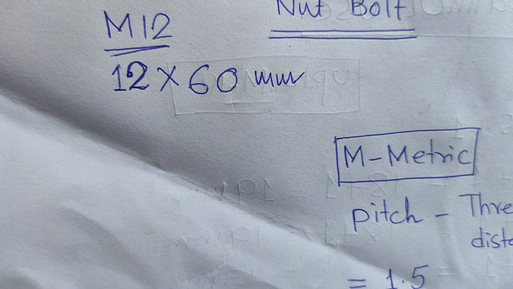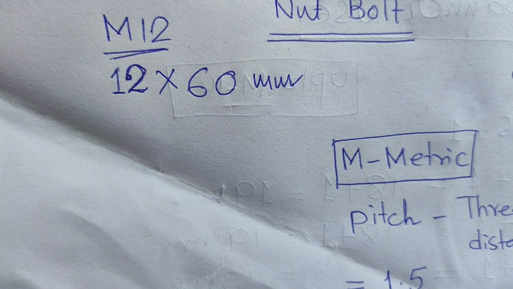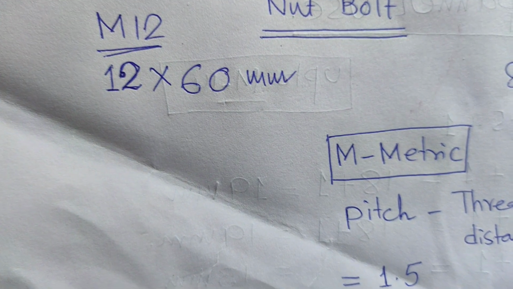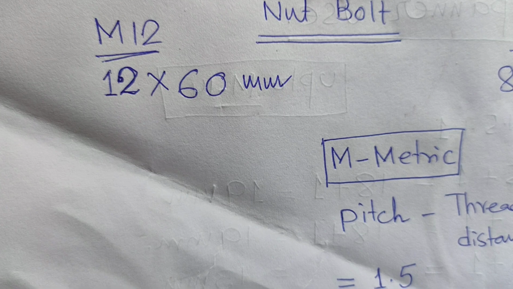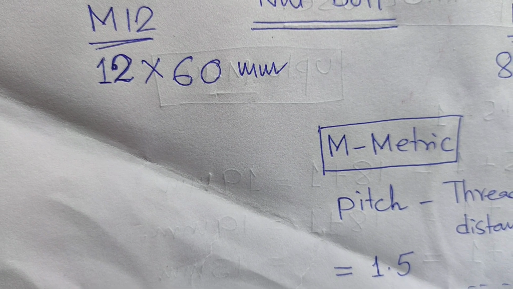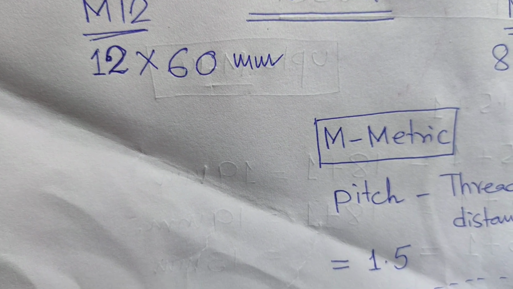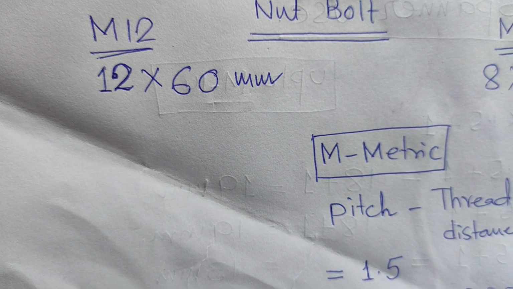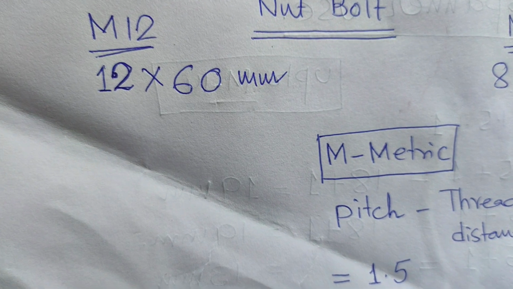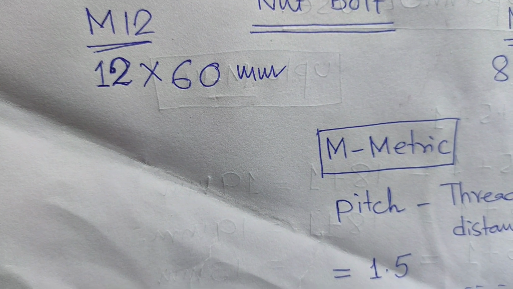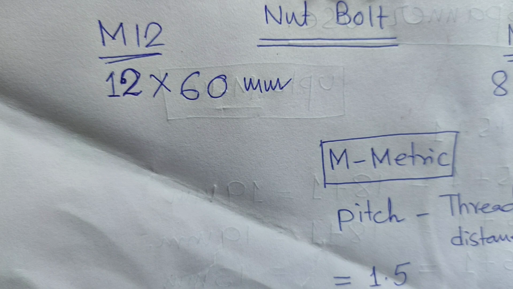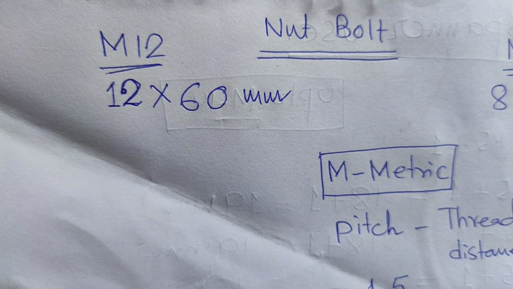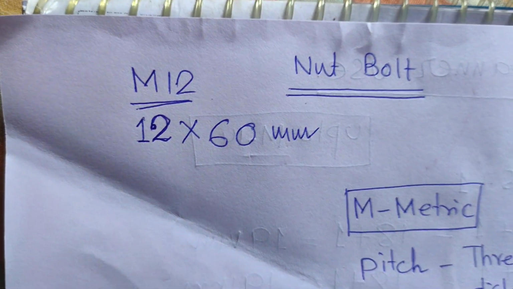So what is the diameter? You have to look at the shank part, not the head. A nut is not measured with the help of the head, so you have to consider the nut diameter in the shank part. The shank part has two diameters: one is the minor diameter, another is the major diameter. Now we are considering the major diameter for calculation purposes. The minor diameter plus 1.5 is the major diameter.